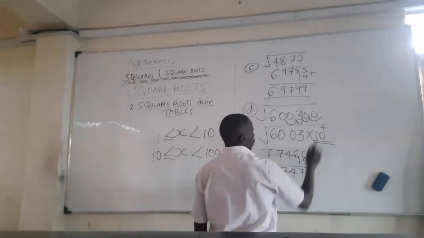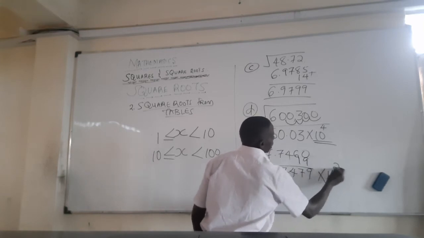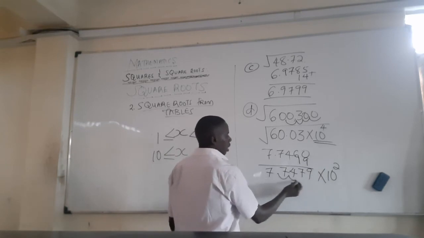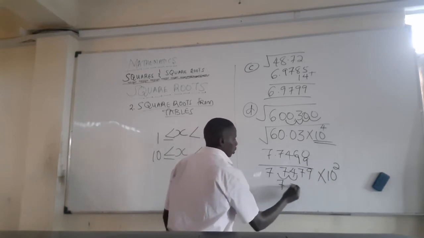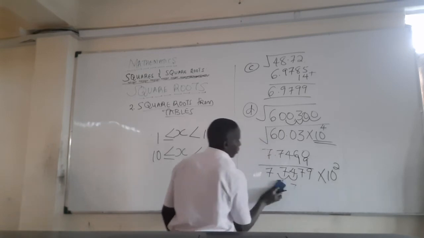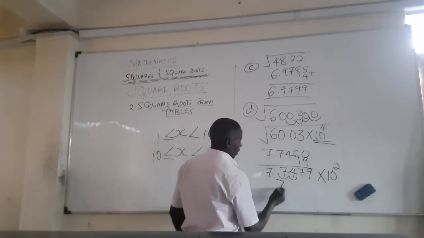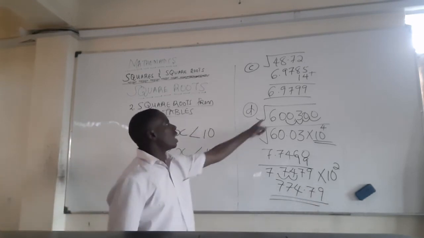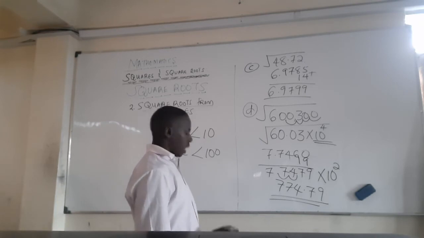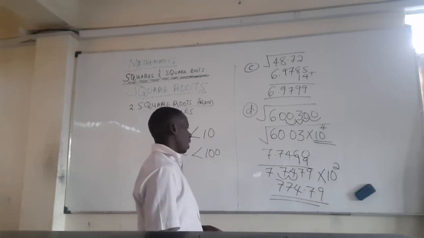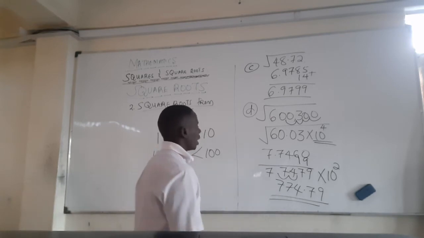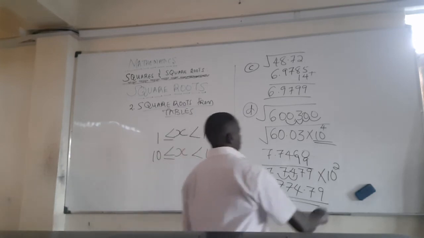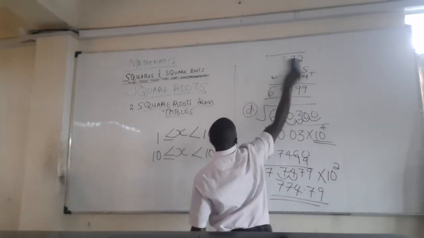So we have said we divide the power by 2, so it's going to be 10 squared. In other words, multiply by 10 squared, you go 2 steps forward, and you get 774.79. So that is the square root of 600,300. So we get 774.79.